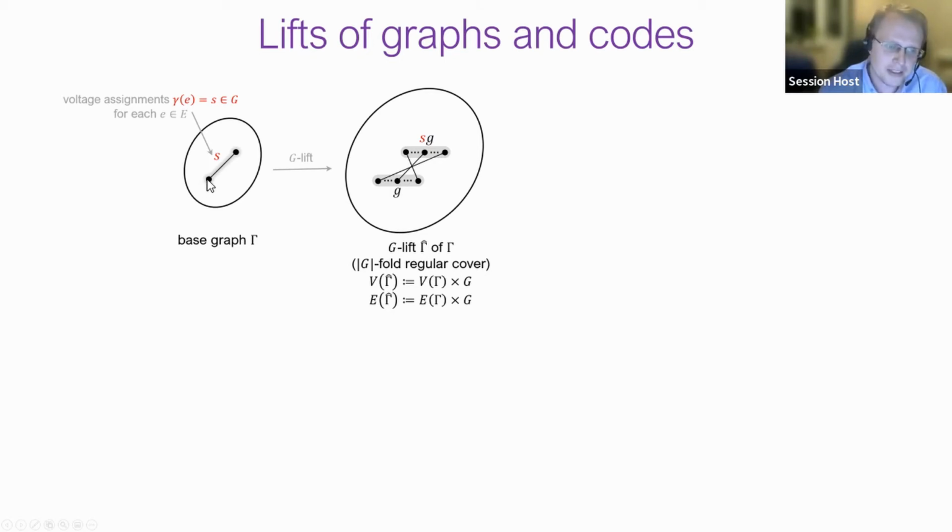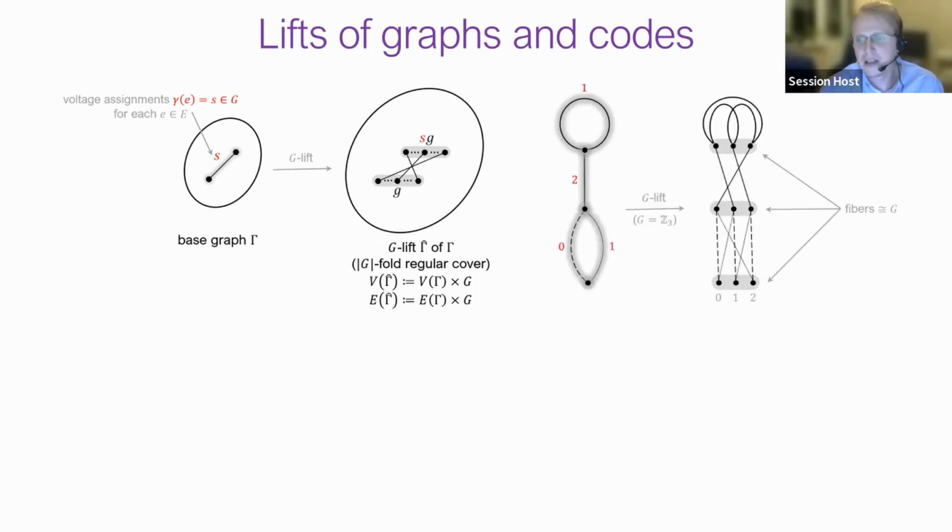We replace each vertex by G elements, where the number of elements is equal to the size of G. And we also replace each edge by size of G number of edges, and we connect these edges corresponding to this element, this voltage. Sometimes it is also called a shift, this shift element.